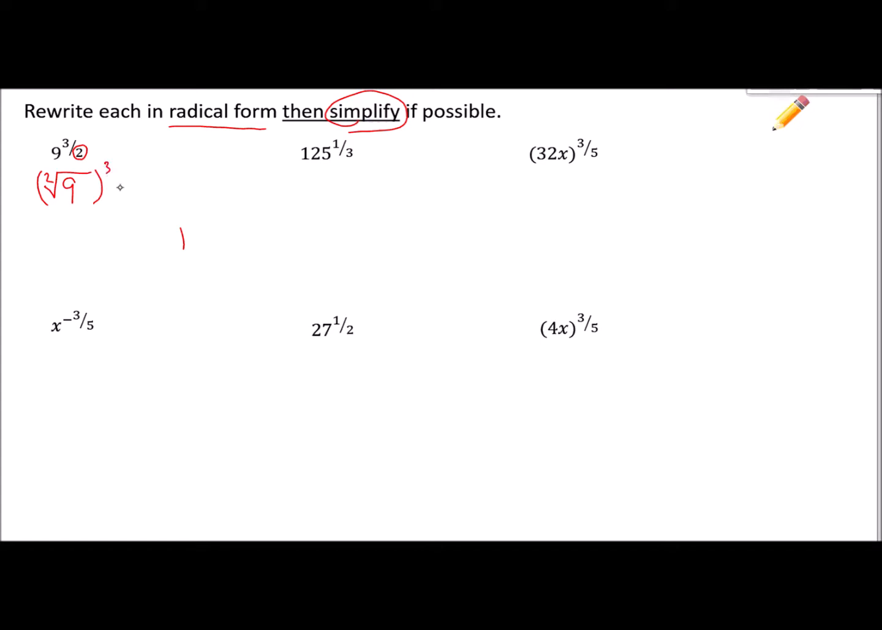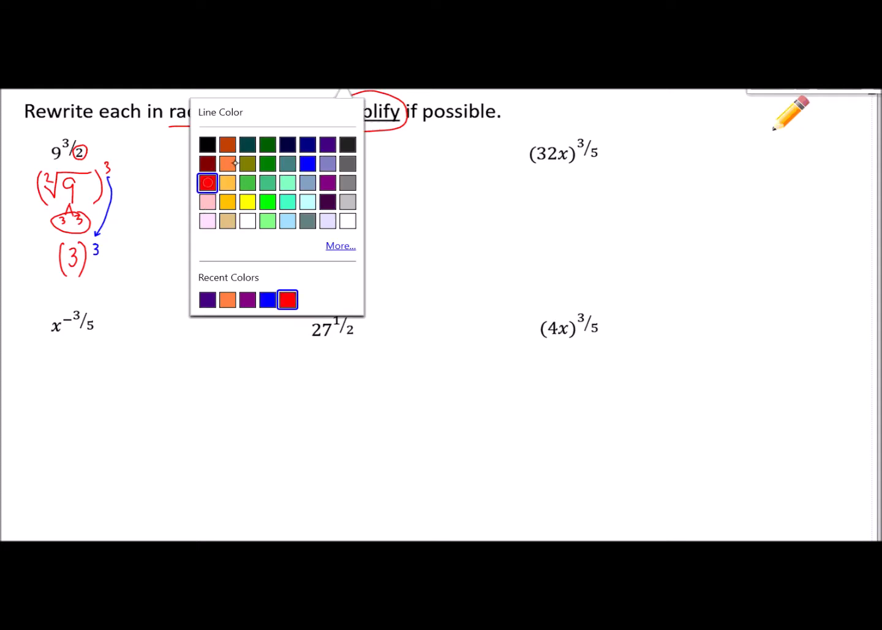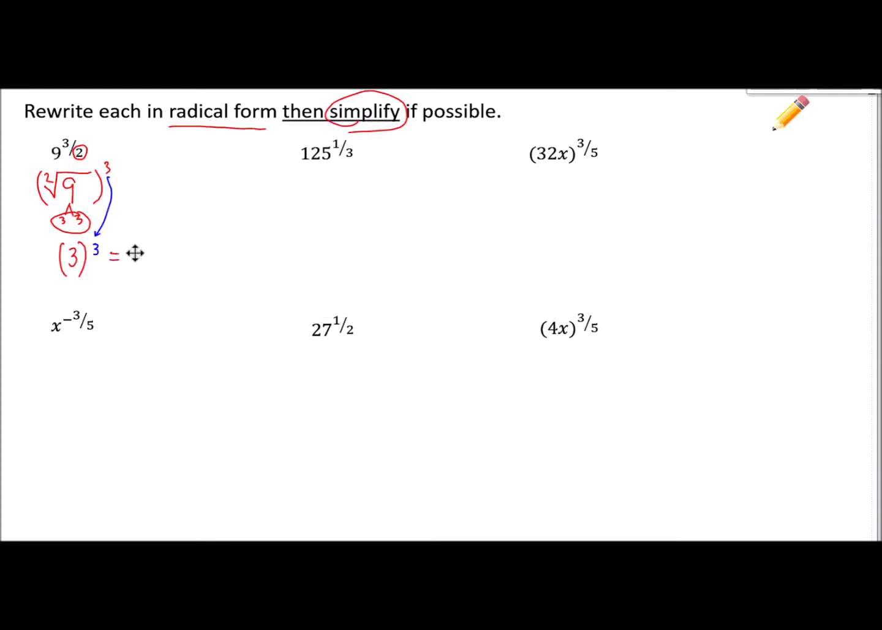Then it says to simplify, so we're going to start inside. Square root of 9, 3 and 3, we need a pair of homies. One makes it out, so that's just 3. And then don't forget your power that's up here, because that's part of the answer as well. So 3 to the 3rd, that's 27.